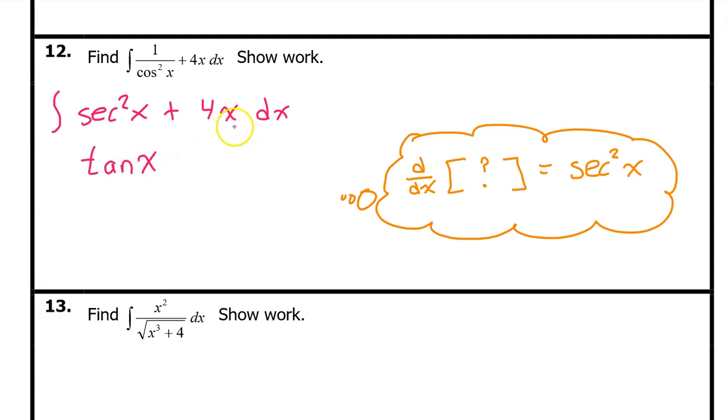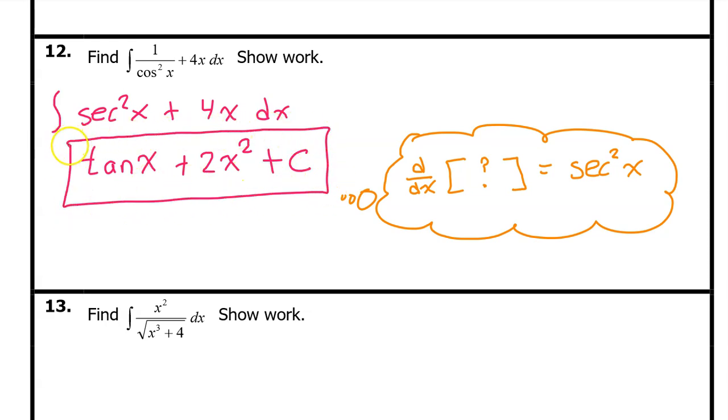For the next term, we use the power rule of integration. Adding 1 to this exponent gives us x squared. Dividing 4 by this new exponent gives us a coefficient of 2. And don't forget the constant of integration. So that's it for number 12.